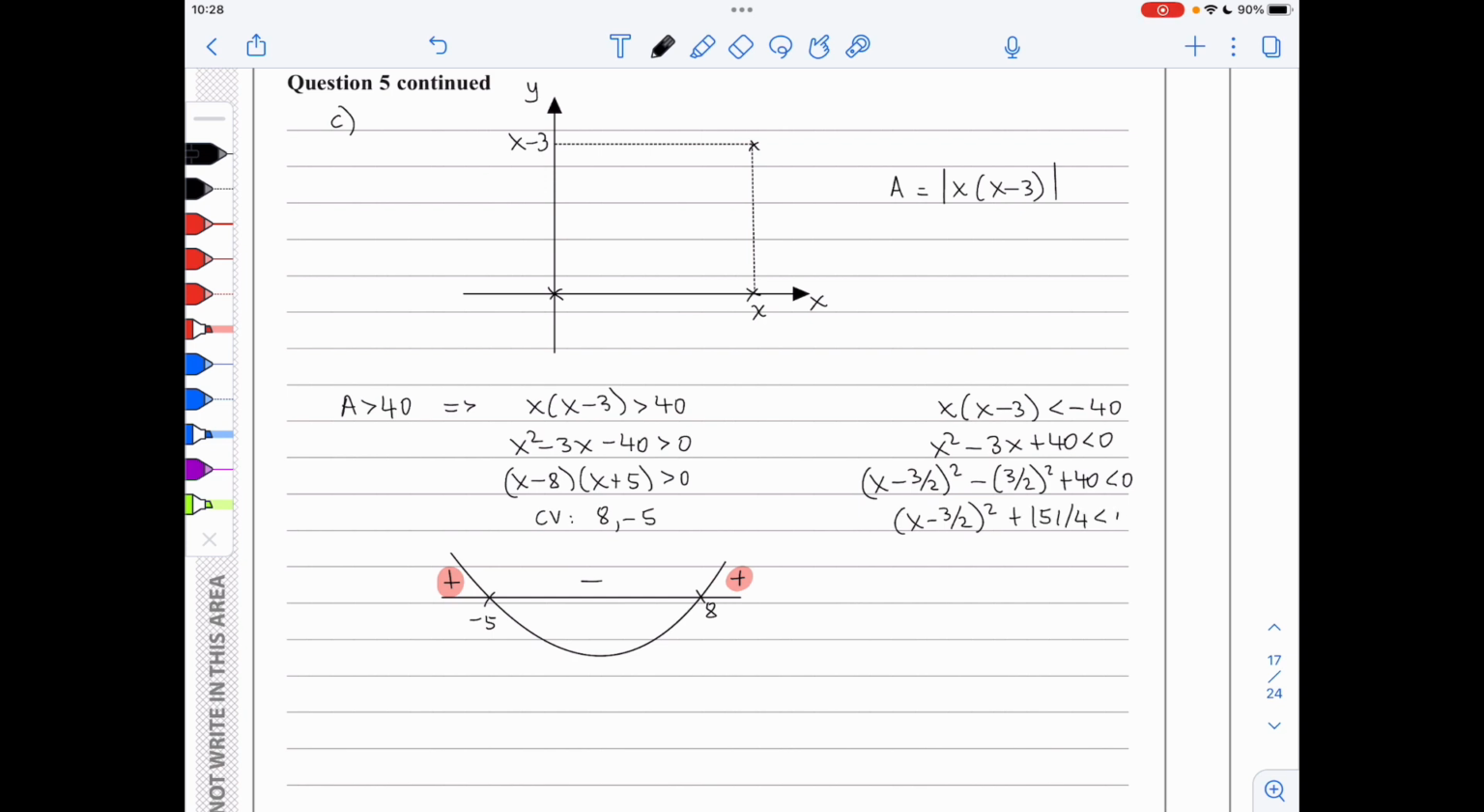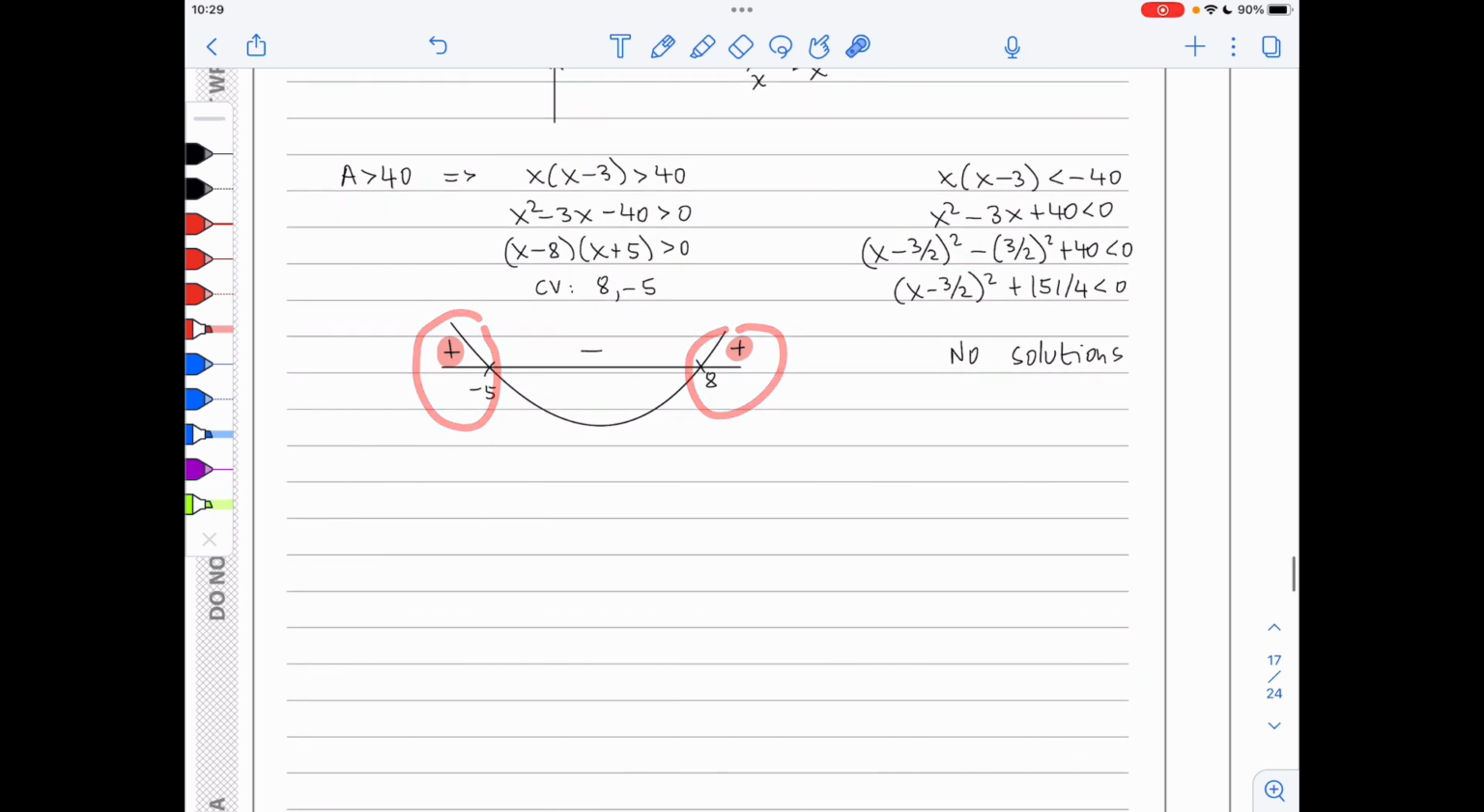We know that there are no solutions here because something squared is always greater than or equal to 0, and I'm adding something positive, so there is no chance I get any solutions here. So no solutions on this part, which means that the only possibility for the area to exceed 40 is either x being less than negative 5 or x being greater than 8.